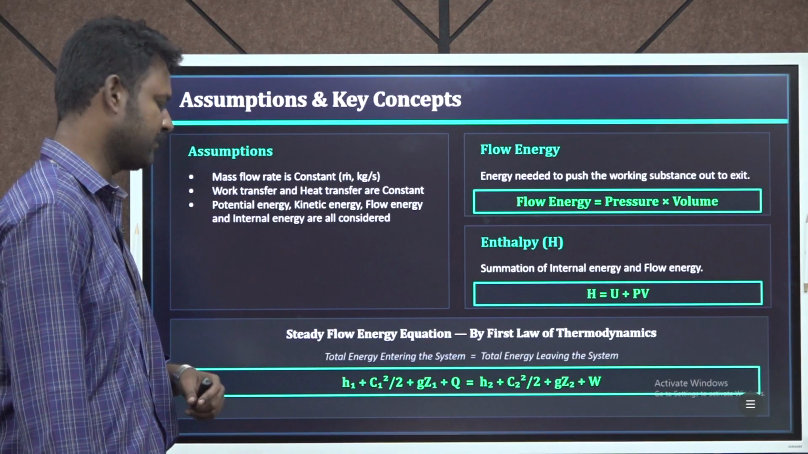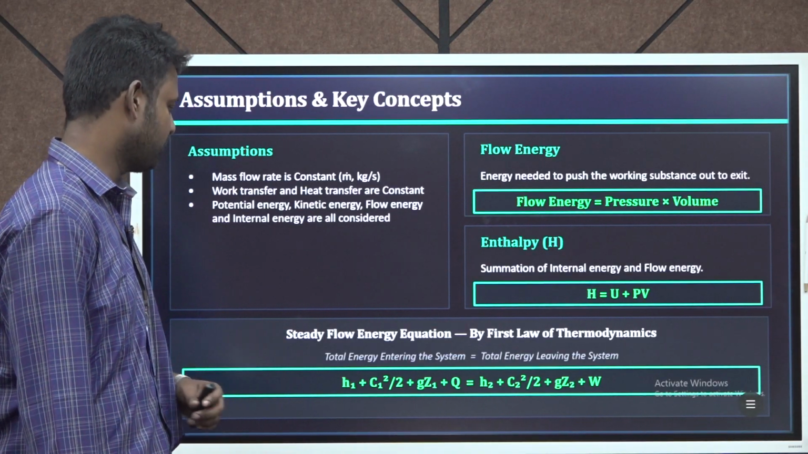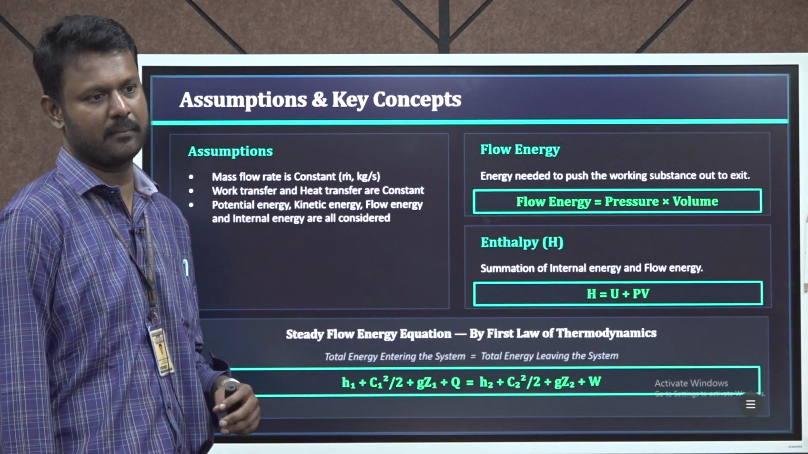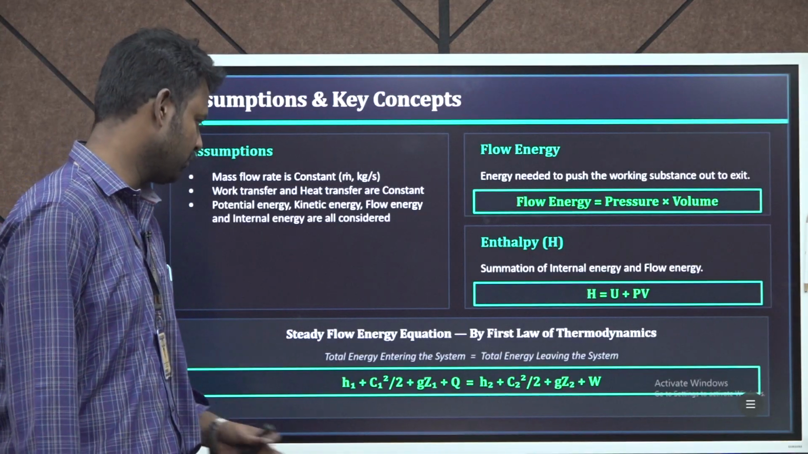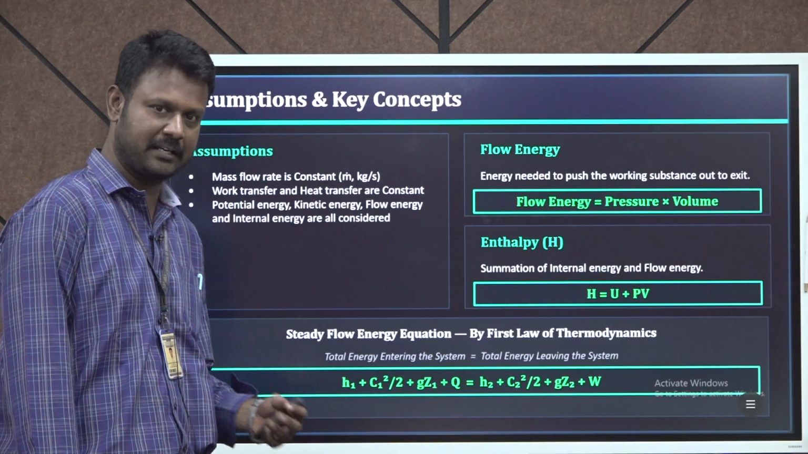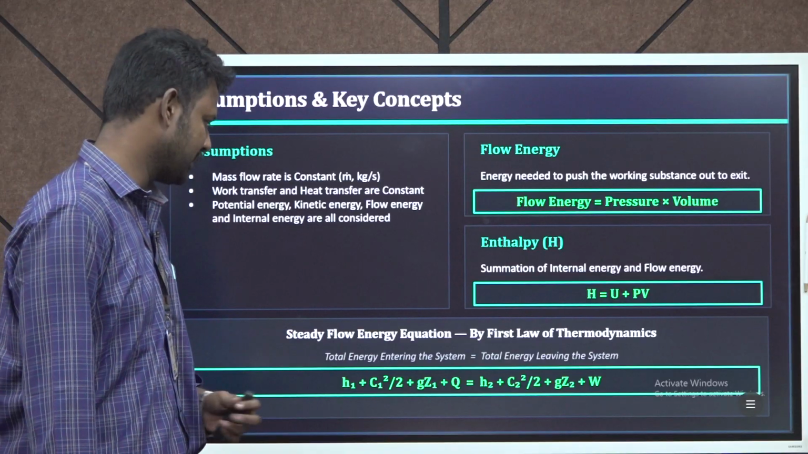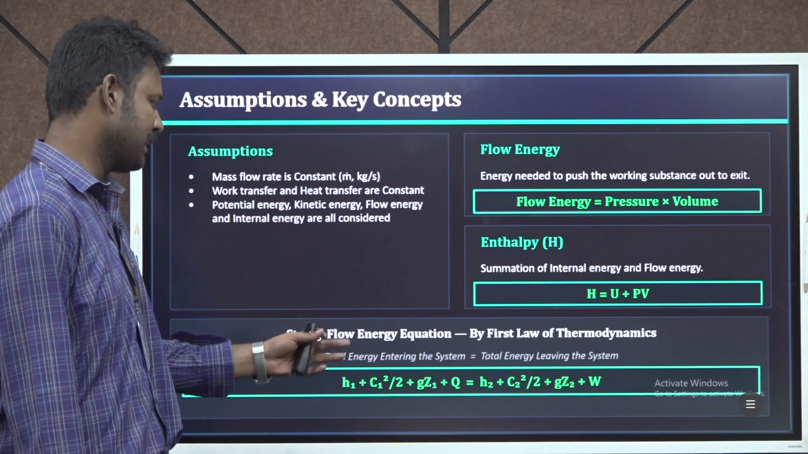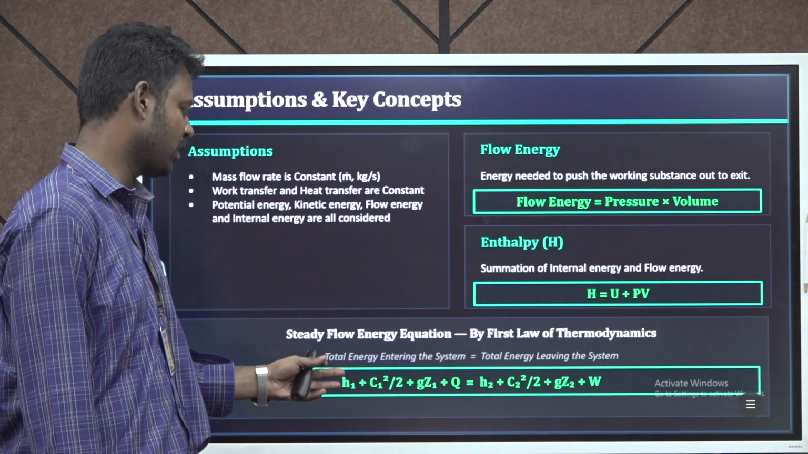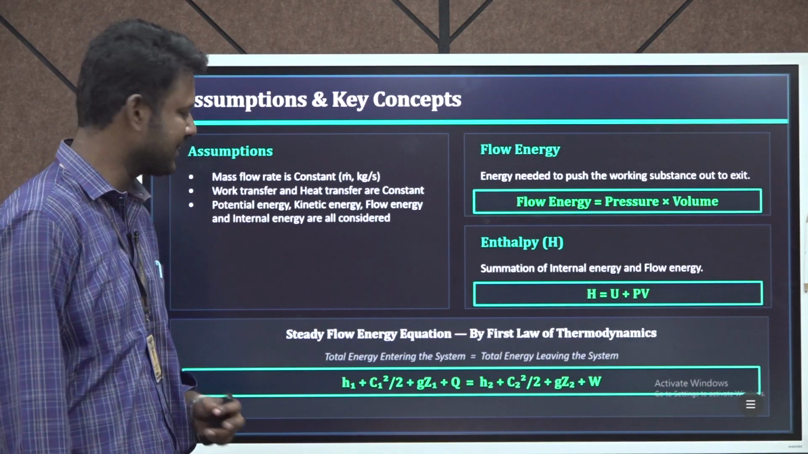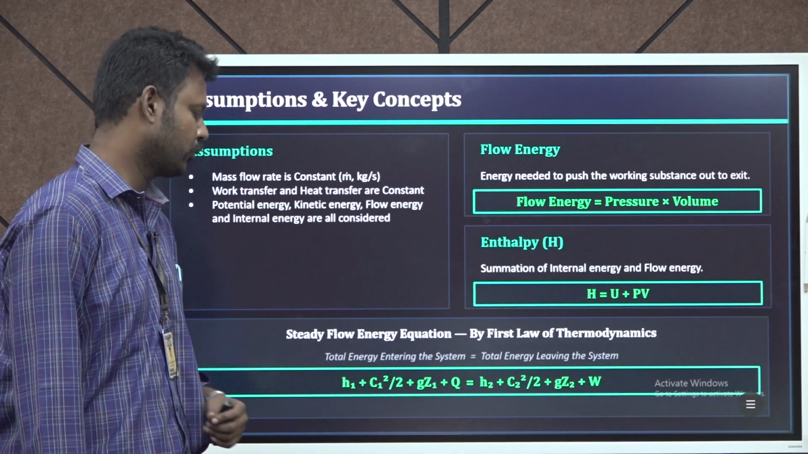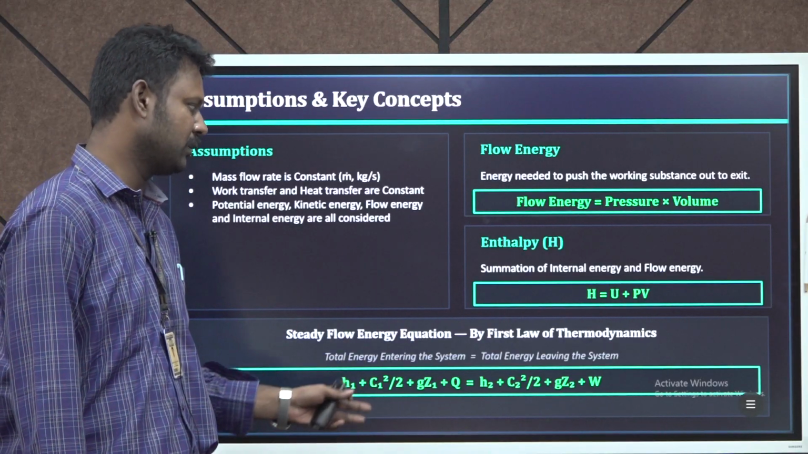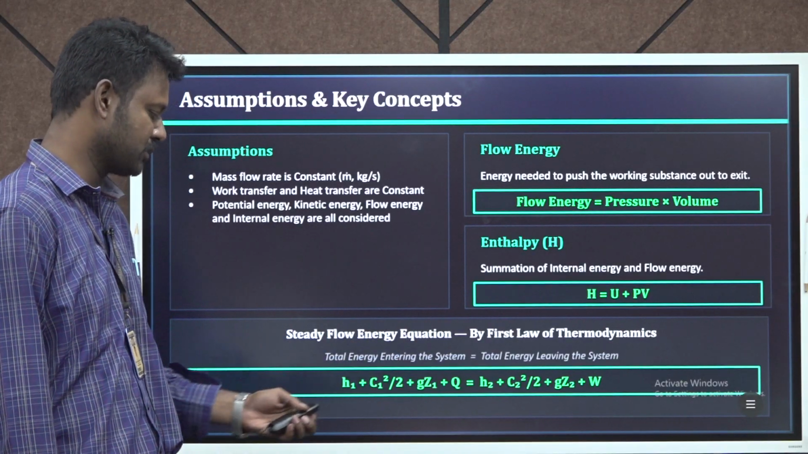So the steady flow energy equation will be H1 plus C1 square by 2 plus G Z1 plus Q is equal to H2 plus C2 square by 2 plus G Z2 plus W, where H1 is the enthalpy of the entry fluid, C1 is the velocity at the entry, G is the acceleration due to gravity, Z is the height or elevation, Q is the heat transfer, H2, C2 and Z2 all correspond to the exit, and W is the work done.